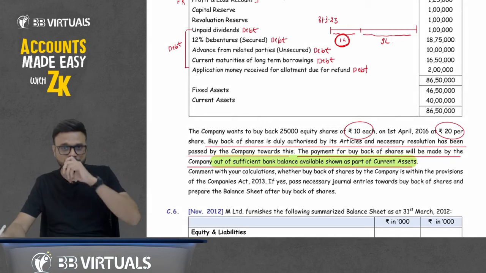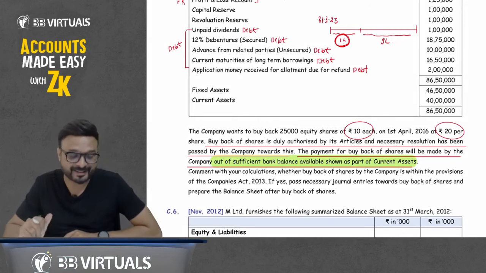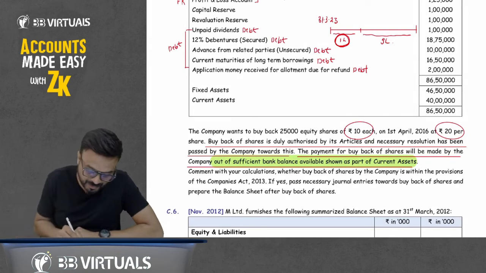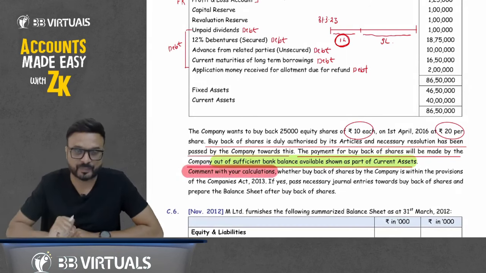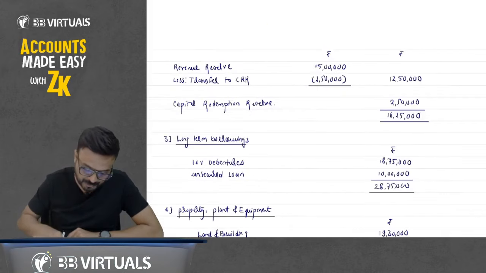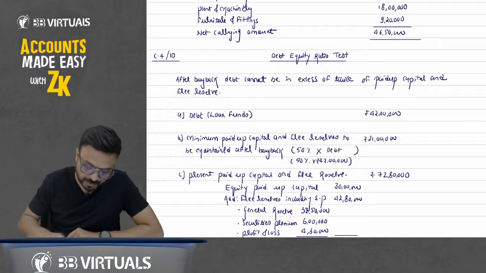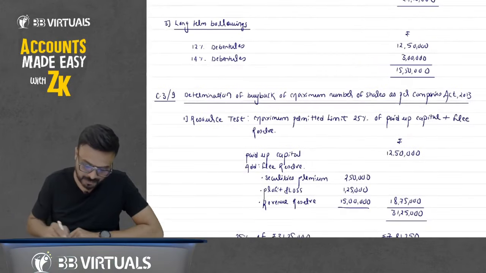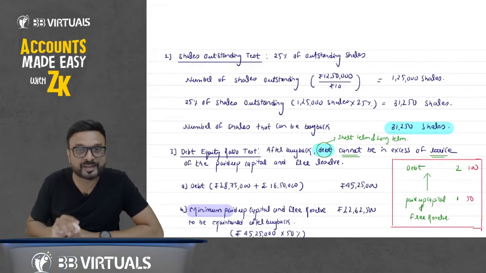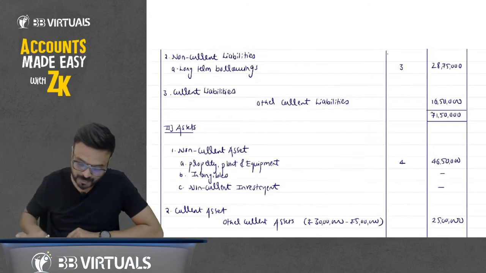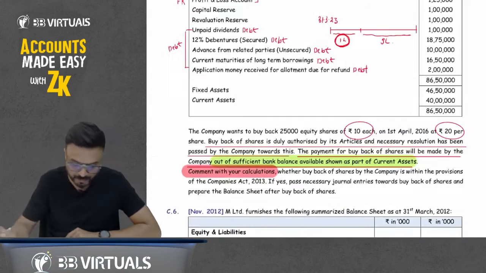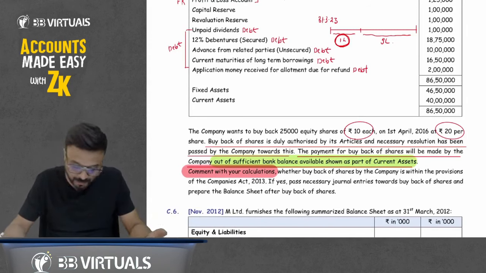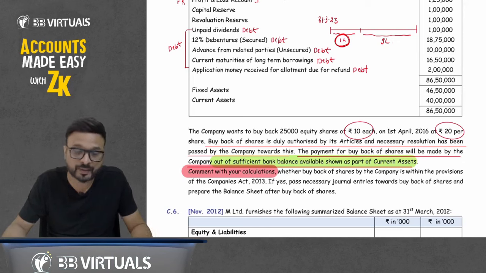Okay, so now they tell us to comment with your calculation. Now this is very dangerous. What does it mean? It means we have to calculate those three tests. You remember those three tests? First is the resource test, then the share outstanding test, and the debt equity ratio test. So we have to do the calculation, because the question asks: comment with your calculation whether the buyback of shares by the company is within the provisions of the Companies Act 2013. If yes, pass necessary journal entries towards buyback of shares and prepare the balance sheet after the buyback.